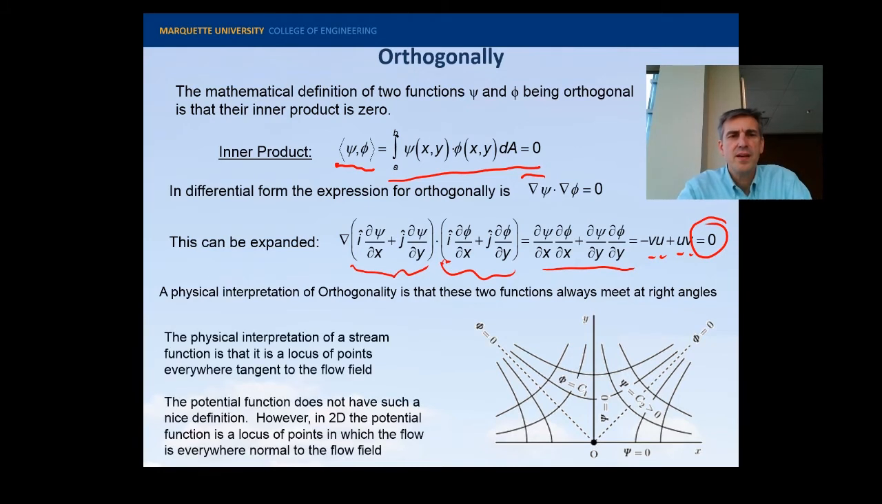The physical interpretation of the stream function, if you think back several lectures ago, we defined it as the locus of points everywhere tangent to the flow, to the velocity vectors. The potential function doesn't have such a clean definition. However, in 2D, we can think of it as the locus of points where the flow is everywhere normal to the function. So again, taking advantage of this concept of irrotationality, of orthogonality, the vectors for this potential function are normal to the flow field.